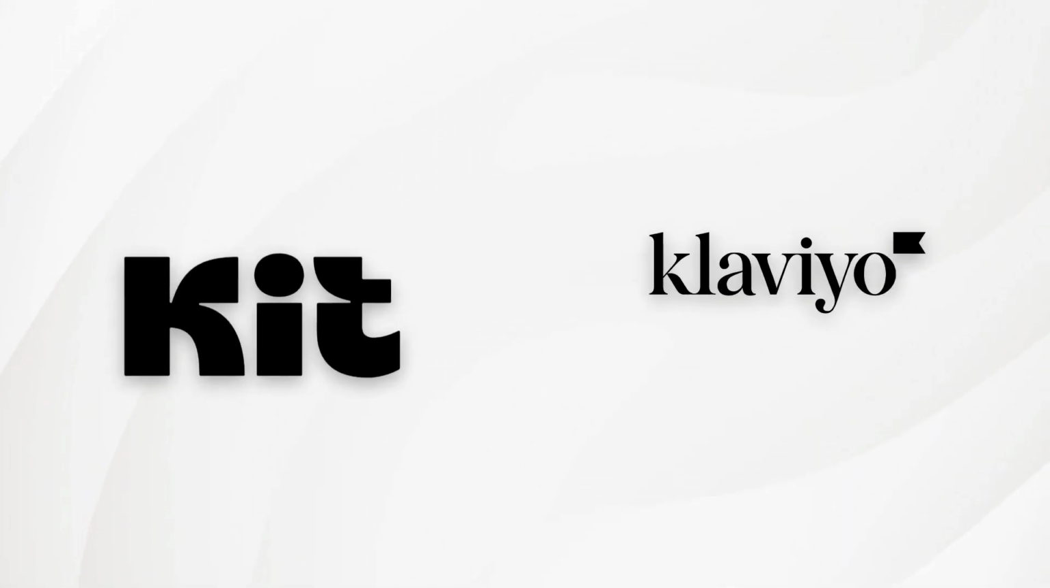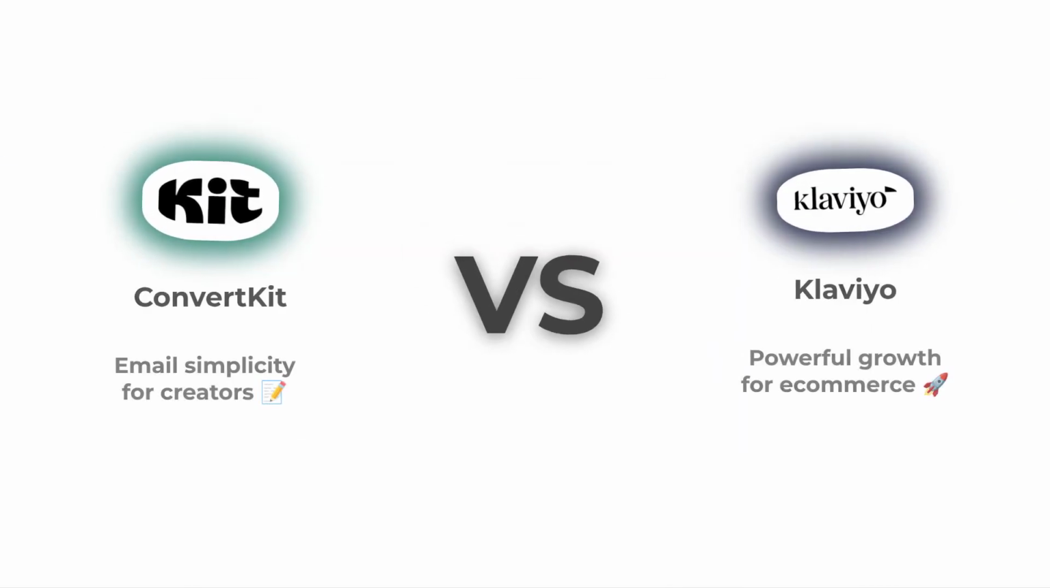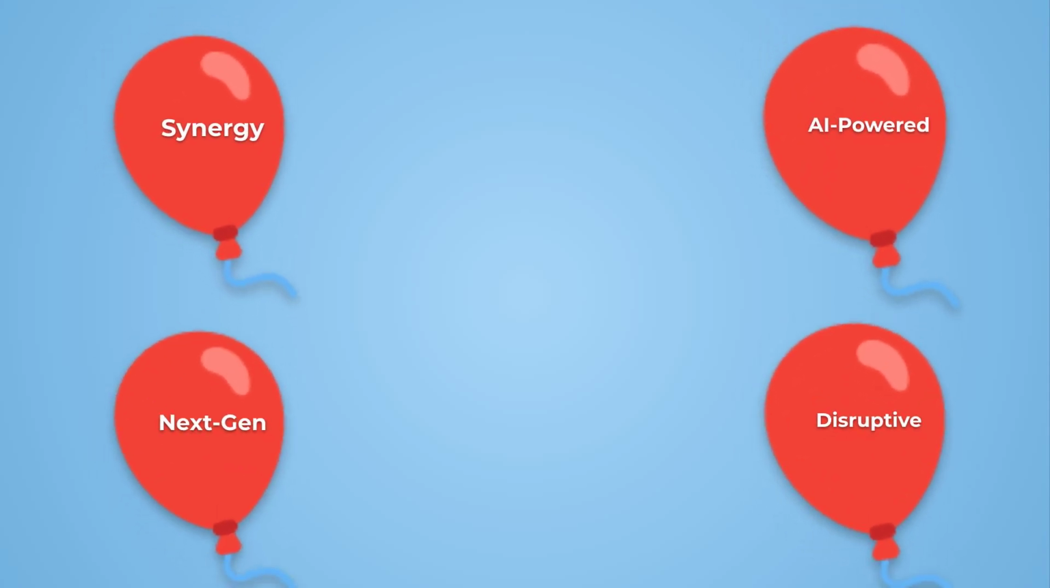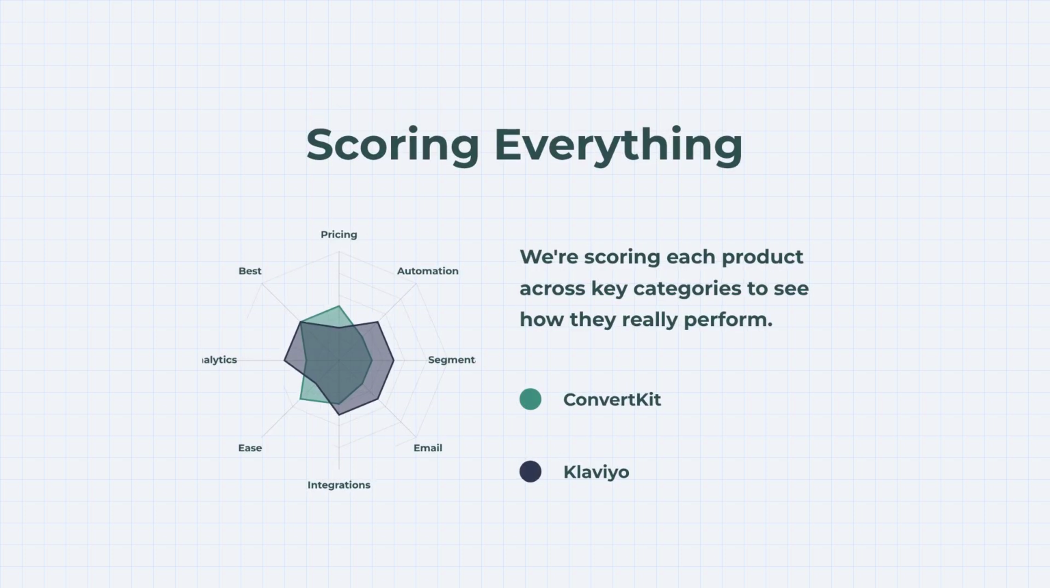Two heavyweights of email marketing go head-to-head. Which one really delivers? On the left, ConvertKit, built for creators who crave email simplicity. And on the right, Klaviyo, powering explosive growth for e-commerce brands. Let's skip the buzzwords and get to the real stuff. Each category earns points, and at the end, you'll see exactly who comes out on top. The result might surprise you.